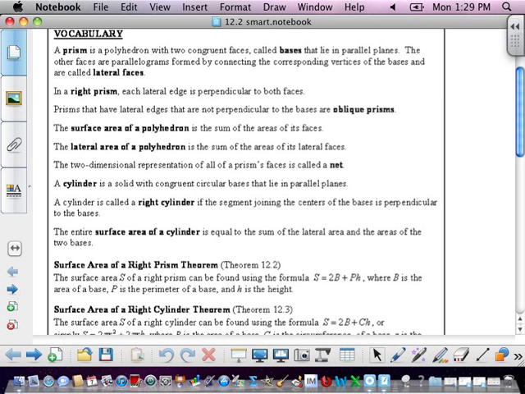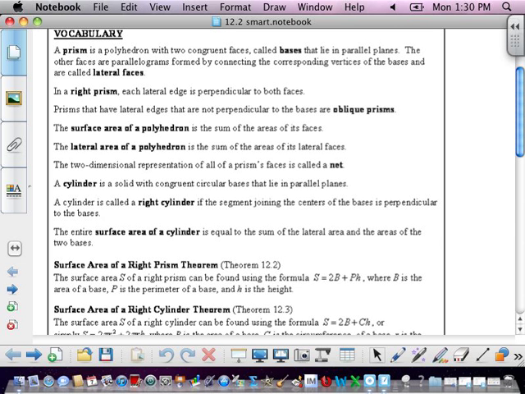Prisms that have lateral edges that are not perpendicular to the bases are oblique prisms. The surface area of a polyhedron is the sum of the areas of all its faces. The lateral area of a polyhedron is the sum of the areas of its lateral faces, that means not the bases. The two-dimensional representation of all a prism's faces is called a net. It's where you cut the shape out and lay it flat. That's what we mean by net.